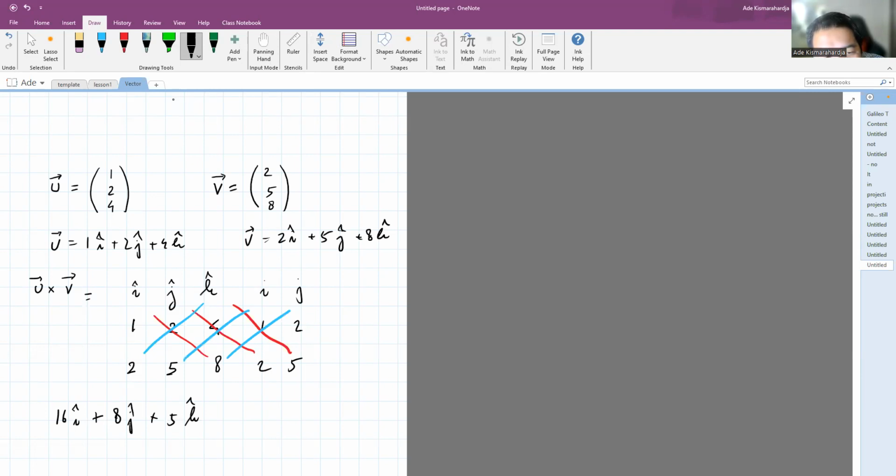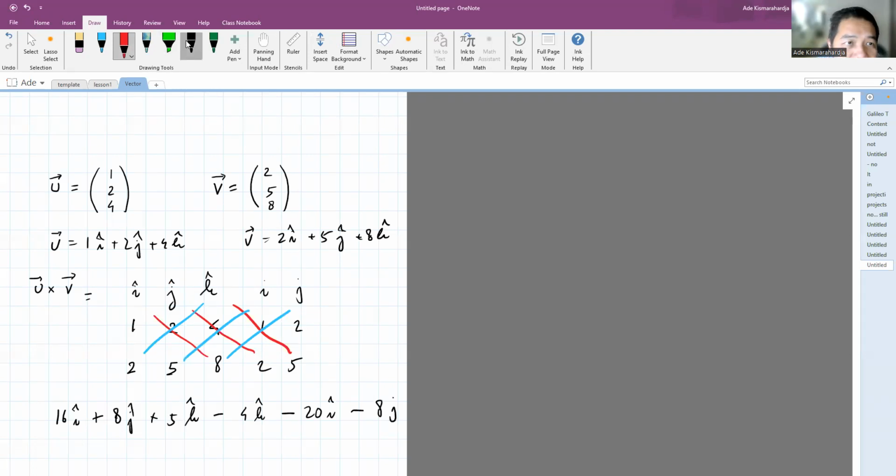Now, what about the other diagonals, the blue? When you have this direction, what you do is subtract. Let's see the first one. 2 times 2 times k, that's 4k. Next up, minus what? 5 times 4 times i, so that's 20i. And lastly, minus what? 8 times 1 times j, so 8j. So that's the calculation that we get from the Sarrus method.